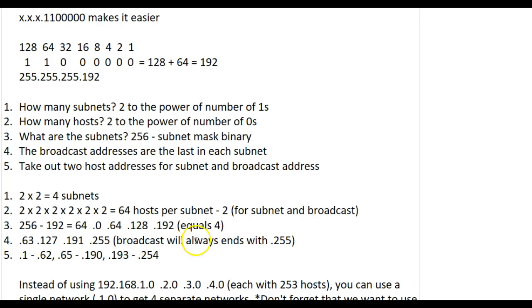Now we have to take out the broadcast, which will always be the last address before the next subnet. So the first one's going to be 0.63. The next one's going to be 0.127. The third broadcast is going to be 191. And the last one again is going to be 255. Now once you take out those network and broadcast addresses, you can get what we can actually use for hosts. So the first subnet is going to be 1 through 62. The second one's going to be .65 through .126.